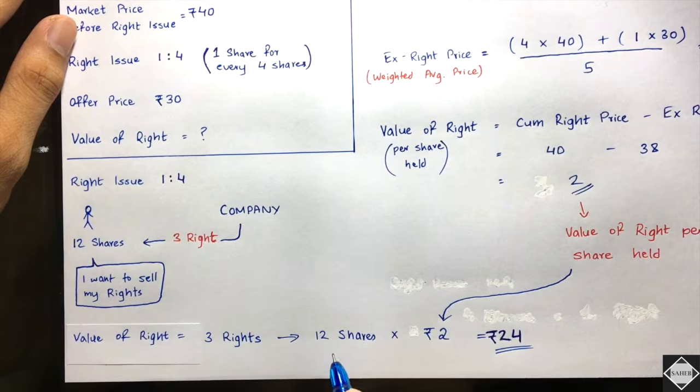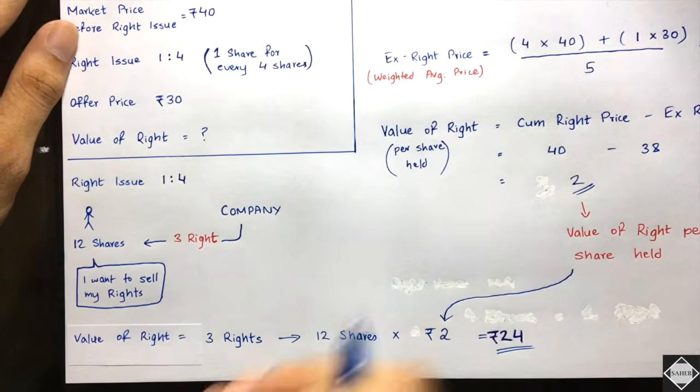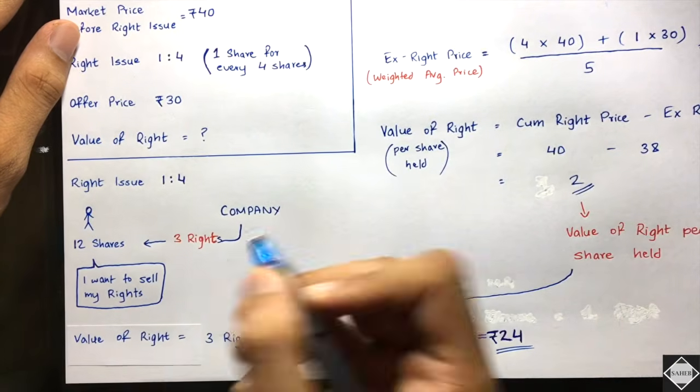Okay, 12 shares are the shares held, at rupees 2 per share. That will give him how much? 24. 24 is the maximum money he can get by selling his 3 rights. Okay, 3 rights, not 3 right, 3 rights.